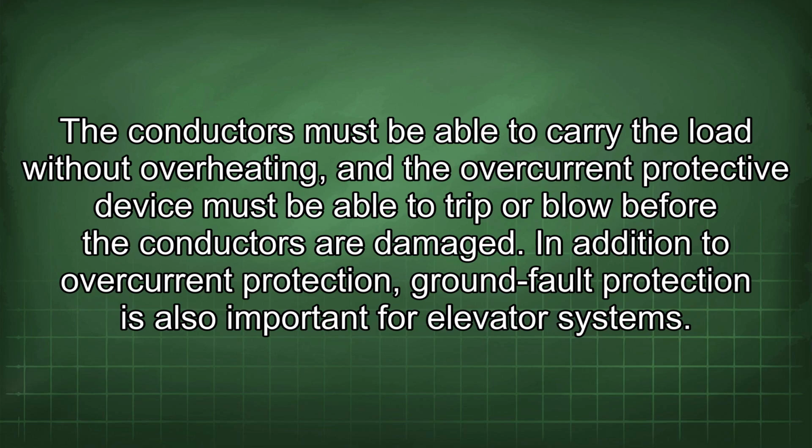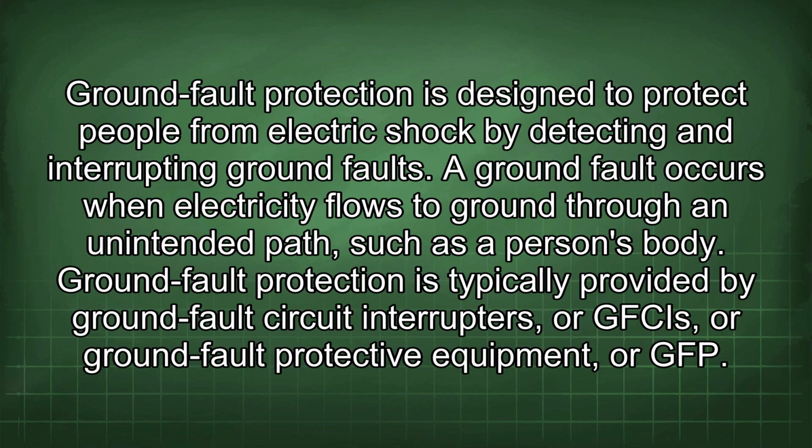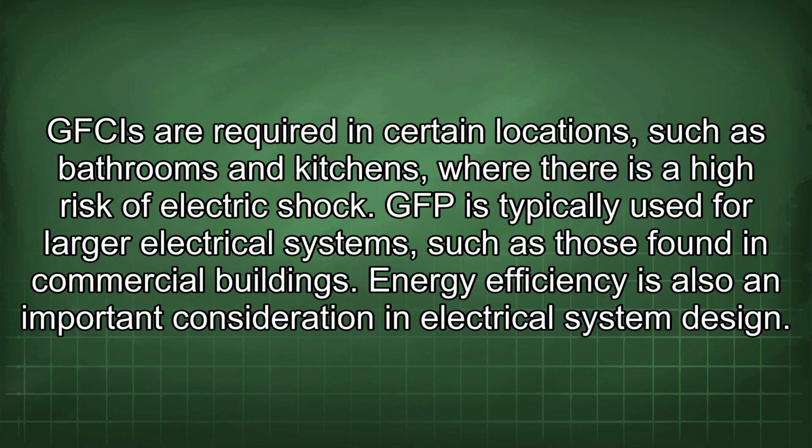In addition to overcurrent protection, ground fault protection is also important for elevator systems. Ground fault protection is designed to protect people from electric shock by detecting and interrupting ground faults. A ground fault occurs when electricity flows to ground through an unintended path, such as a person's body. Ground fault protection is typically provided by ground fault circuit interrupters, or GFCIs, or ground fault protective equipment, or GFP. GFCIs are required in certain locations, such as bathrooms and kitchens, where there is a high risk of electric shock. GFP is typically used for larger electrical systems, such as those found in commercial buildings.